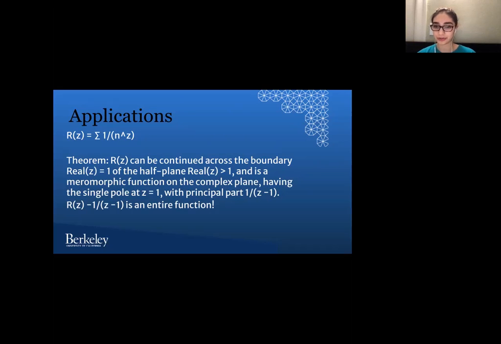The last thing I want to talk about is applications. In particular, I want to introduce the Riemann zeta function. We can define capital R of z to be the summation over n from 1 to infinity of 1 over n to the power of z. It's important to note that this function is normally defined where the real part of z is greater than 1, and it's holomorphic on this domain. The theorem states that R of z can be continued across the boundary where the real part of z is equal to 1 of the half plane real part of z greater than 1. And it's a meromorphic function on the complex plane C, having the single pole at z equals 1 with a principal part of 1 over z minus 1. What this means is that there's a simple pole at z equals 1 with a residue of 1. In other words, R of z minus 1 over z minus 1 is an entire function.